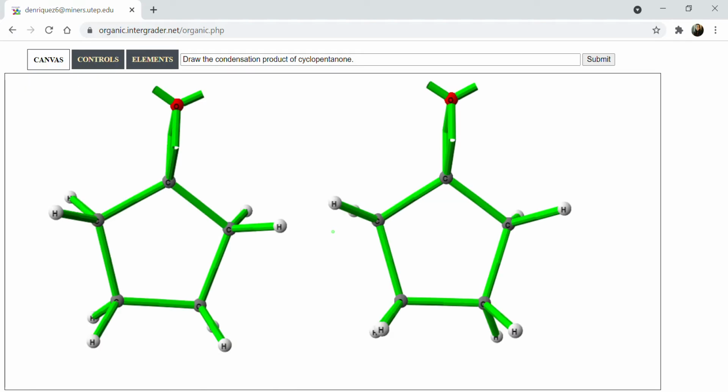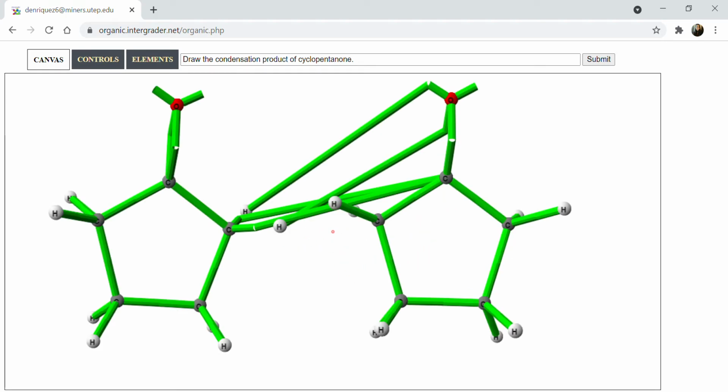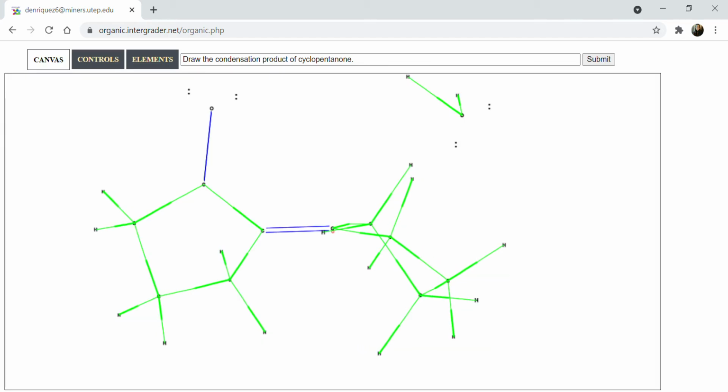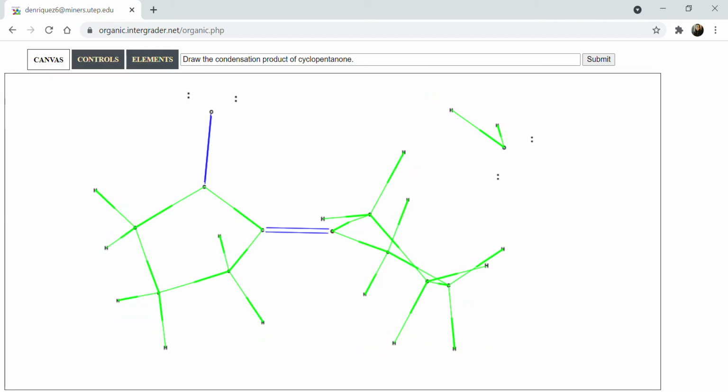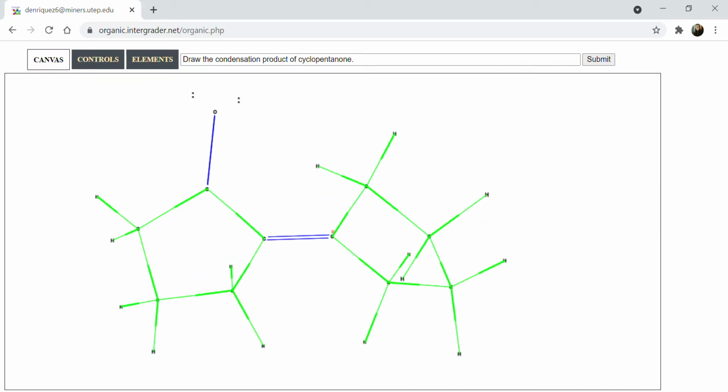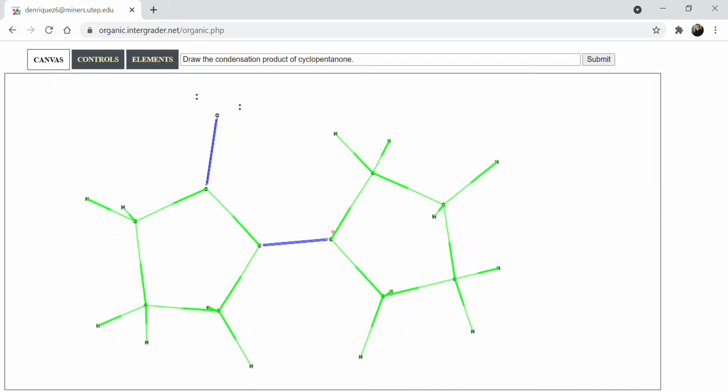So let me show you guys. I'm going to take this bond, and then we can go ahead and try to make that into a water molecule. Just to do it, I'm going to go ahead and delete my water. Okay, and this is what we get at the end.